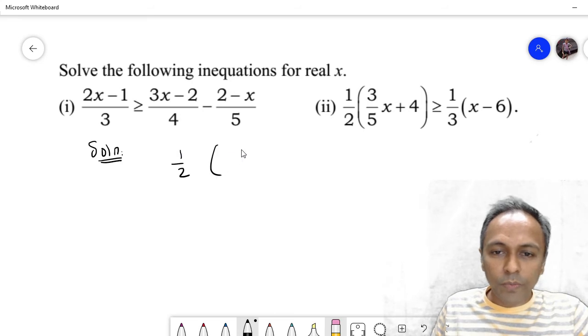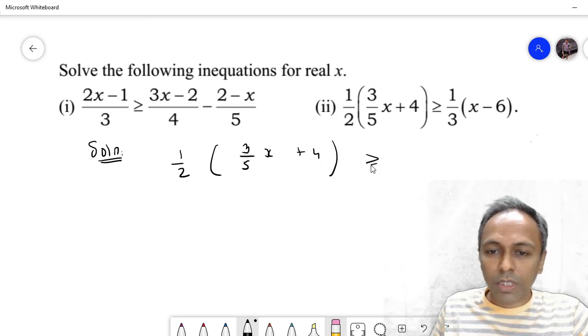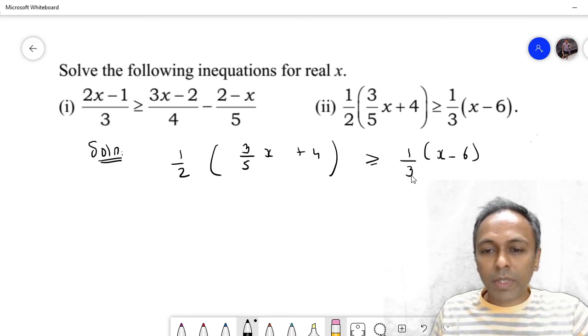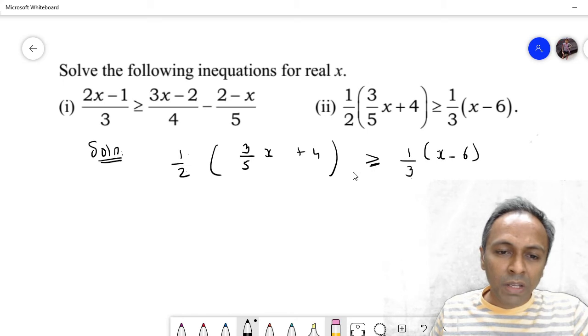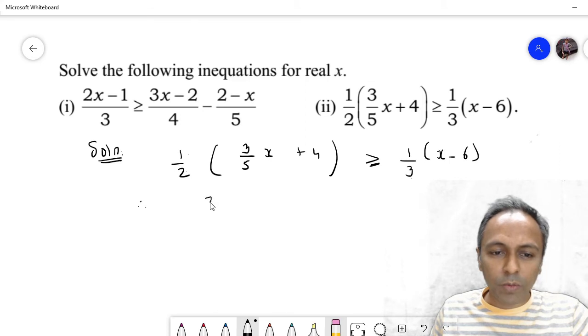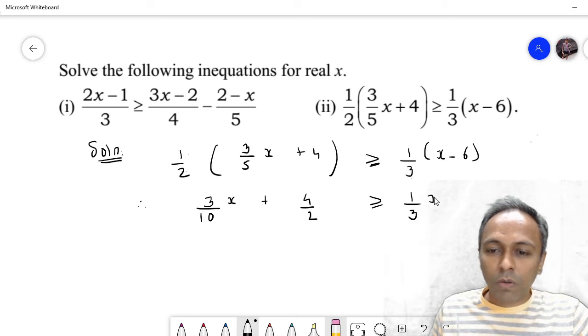It is 1 upon 2, 3 upon 5 x plus 4 brackets closed greater than or equal to 1 upon 3 bracket x minus 6. One way child can think is he can cross multiply 3 here and 2 here, both being positive, inequality sign will not get changed. Another approach can be we can directly multiply half with the bracket and open it. Let's say we do by the second method. So it becomes 3 upon 2 5s are 10x plus 4 upon 2 is greater than or equal to 1 upon 3x minus 6 upon 3.